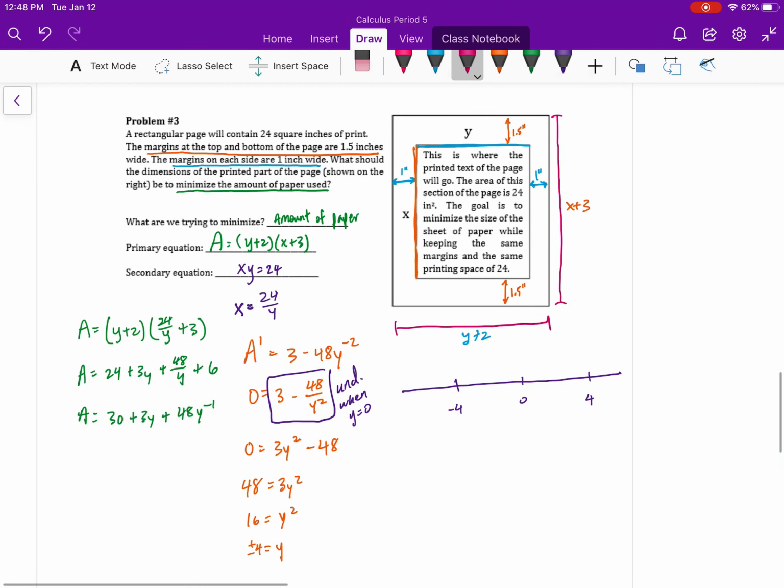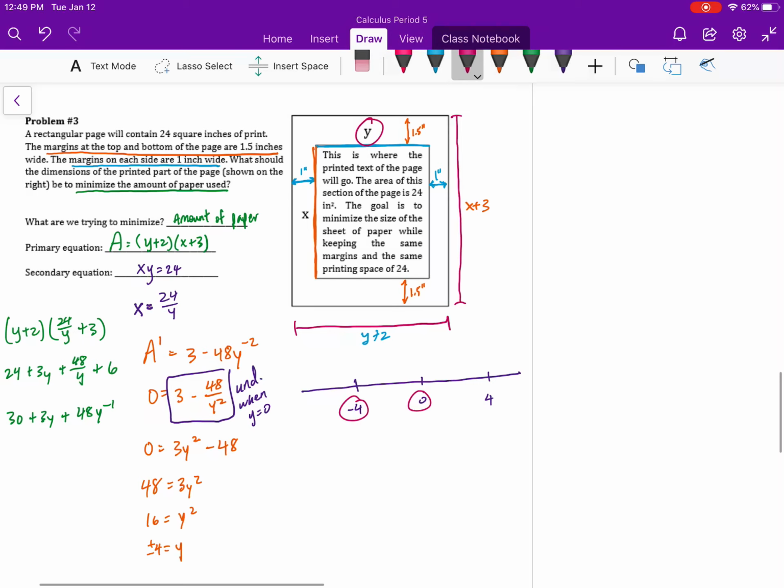Also, if we pay attention to what we're trying to calculate here, we're trying to calculate what value of y will minimize the amount of paper we need to use. But we also want to make sure that we have a printed space of 24. Well, y represents the width of that printed space, and that width can't be negative. In fact, that width cannot be 0, otherwise there would be no printed space on the page. So all we really care about is just checking to make sure 4 represents the value of y that will minimize this piece of paper.